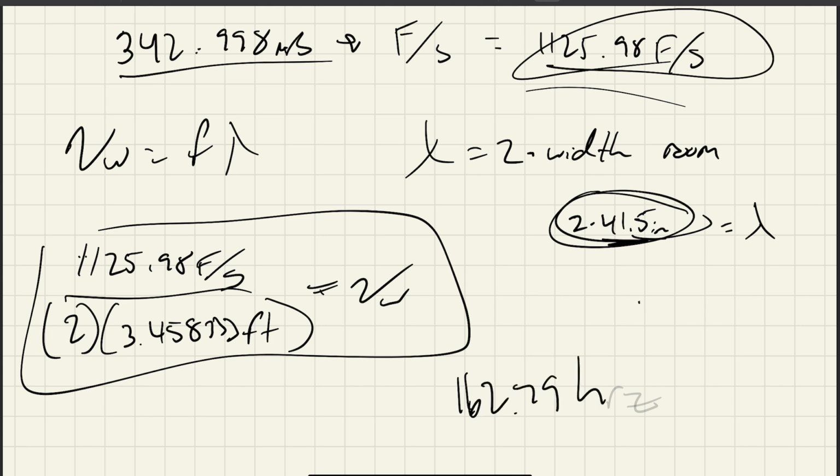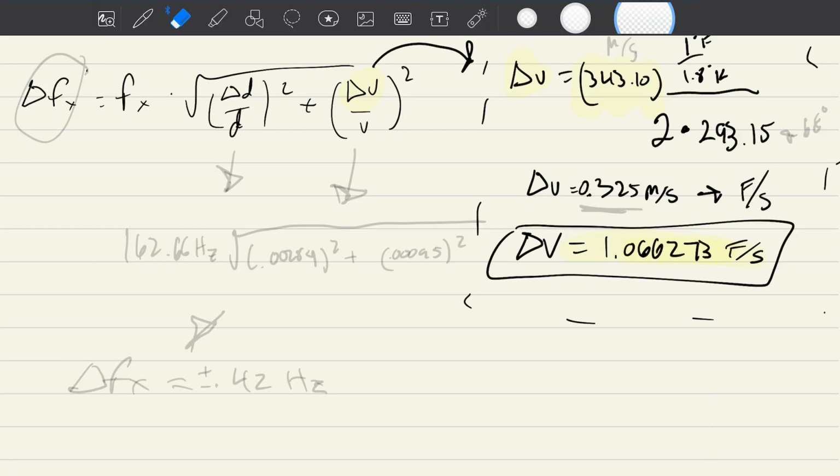162.79 hertz. So somewhere around about 160 hertz should be the resonance frequency. Okay, for the sake of our experiment here today, what we're going to do is calculate next the uncertainty of our frequency here. So that's delta f of x.